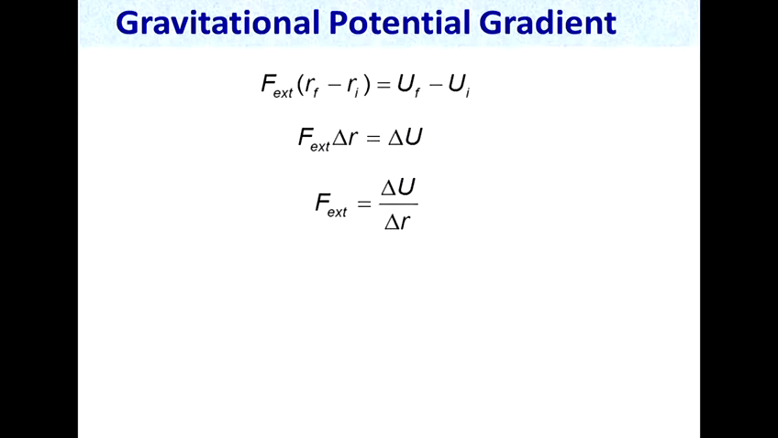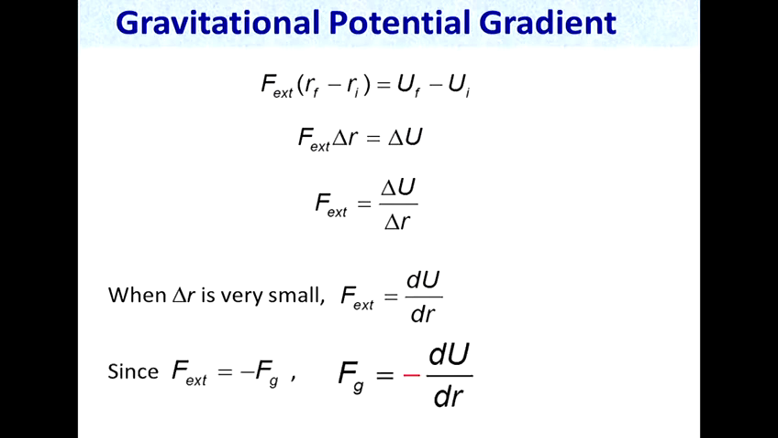Then I bring the delta r over to the right-hand side. So external force is delta U over delta r. If delta r is very, very small, then delta U over delta r becomes dU/dr, the differential. And what is external force? External force is equal in magnitude to the gravitational force but opposite in direction. So F external equals minus Fg, the gravitational force. I can substitute minus Fg into this equation, and I will get: gravitational force equals minus dU/dr.